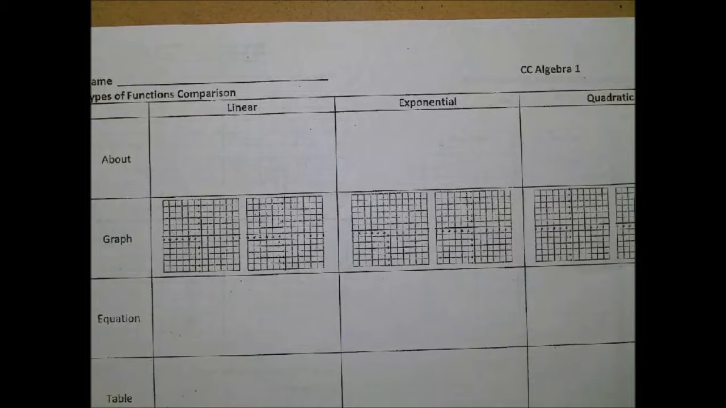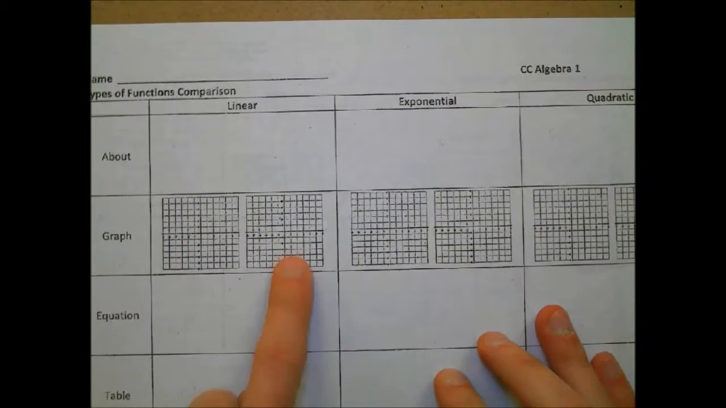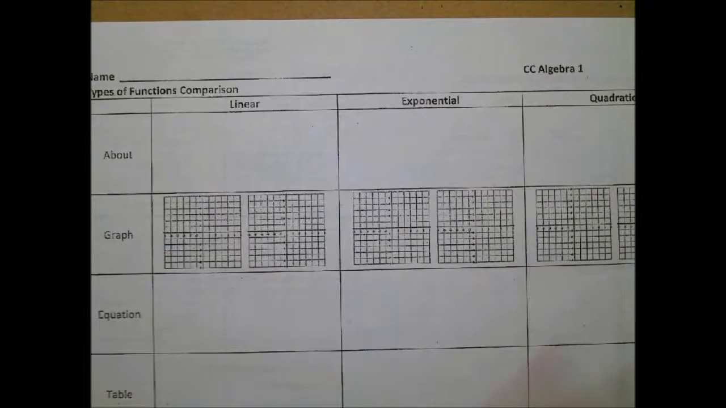Okay. So linear, right? What kind of graphs do we expect to see for a linear function?